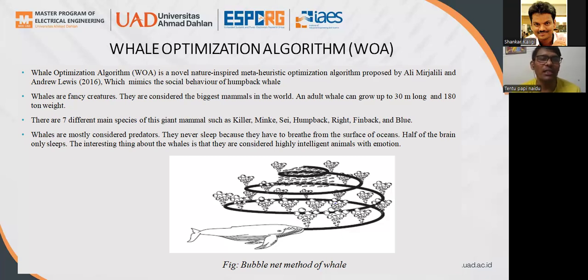Whales are mostly considered predators. They never sleep because they have to breathe from the surface of the ocean. Only half of the brain sleeps. The interesting thing about whales is that they are considered highly intelligent animals with emotion. This is the bubble net feeding of the humpback whale.